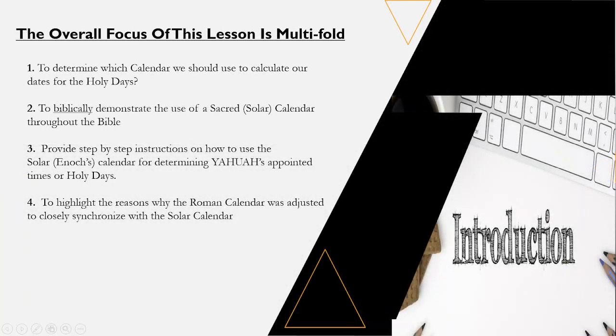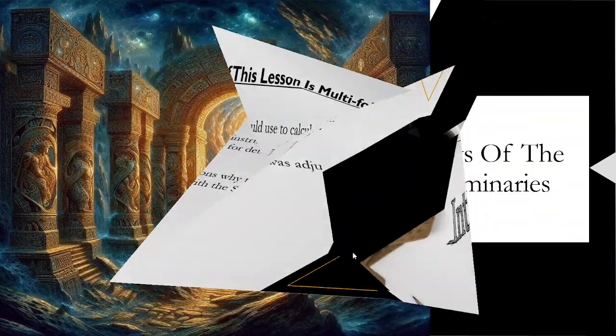Just a reminder, the focus of this lesson is to determine which calendar we should use to calculate our dates for holy days, for us to biblically demonstrate the use of a solar calendar throughout the Bible. The Bible does make mention of it. You just have to know where to find it. We're going to provide step-by-step instructions on how to use the solar calendar for determining Yahuwah's appointed holy days. And the last one, we're going to highlight the reason why the Roman calendar was adjusted to closely synchronize with the solar calendar. This one I think is going to be very surprising to many of you.